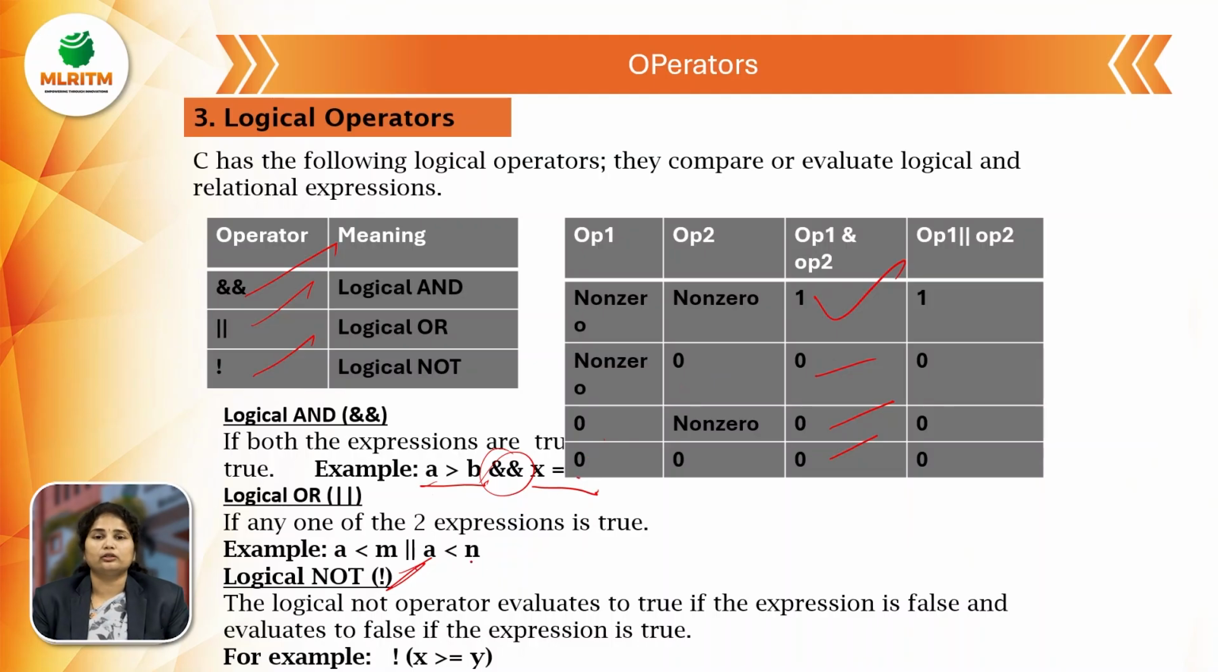Logical not. Logical not means what? In this example, x greater than or equal to y, if this condition is true, then we will get the output false. If the condition is false, then we will get true. So we get the reverse output by using logical not.